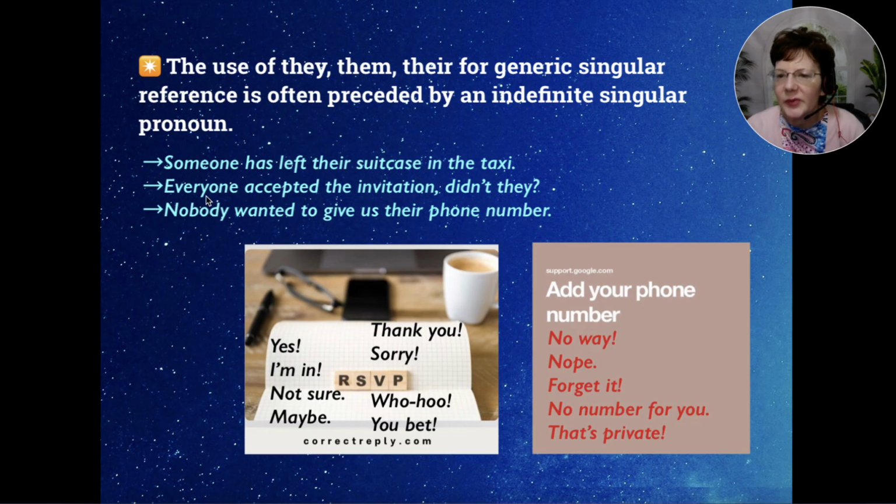And then this example, everyone accepted the invitation, didn't they? All right, so referring here to all the people, not just one individual person. And then nobody wanted to give us their phone number. Wow, I don't blame them. All right, well, we're going to move on now to do a few sample exercises and see what we know so far. It'll test our learning here.